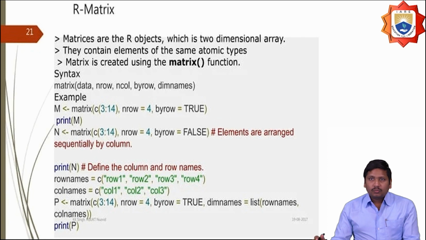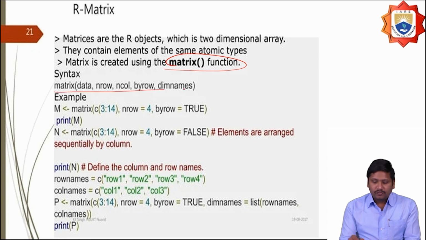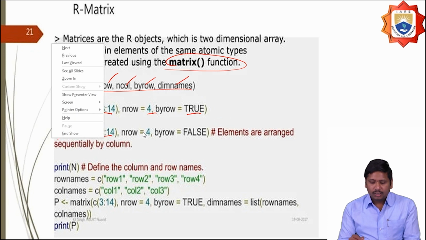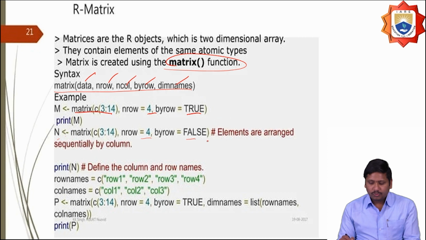So R matrices are also considered R objects, which are two-dimensional arrays, created by the matrix function. The matrix of data, number of rows and columns, by row, and dimension names are going to be considered. Here the matrix m is 3:14 with nrow and byrow TRUE, and print of m. For the other matrix n, I consider 3:14 with number of rows and byrow FALSE.